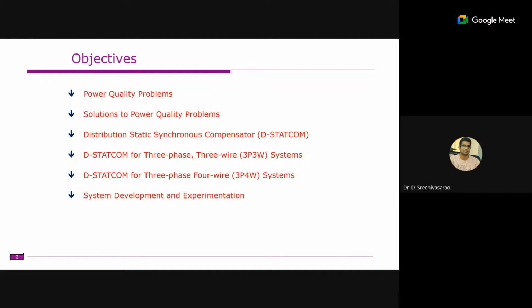So today we'll discuss the power quality problems that arise at the distribution level. First we'll start with the power quality problems and their solutions. There are different solutions, and we will mainly focus on the distributed static synchronous compensator for three-phase three-wire and three-phase four-wire systems. Later we will discuss the simulation and what precautions we need to take during experimentation.